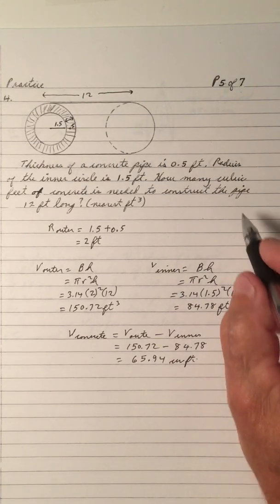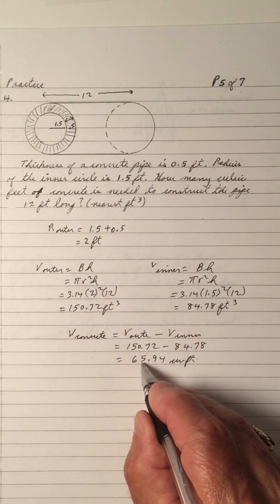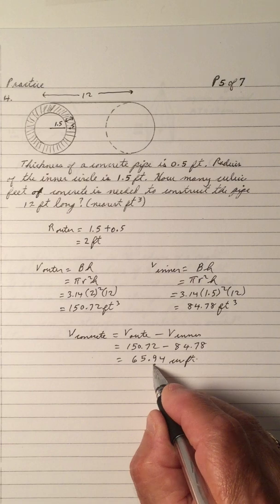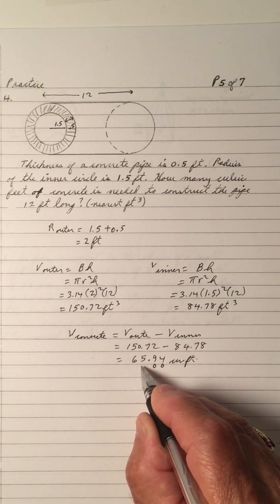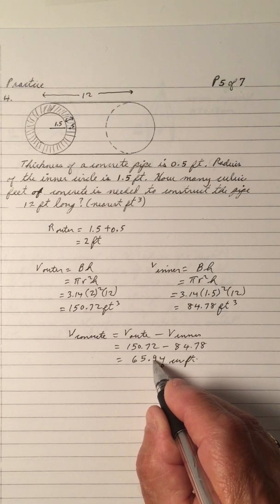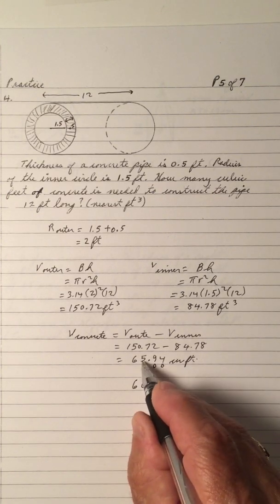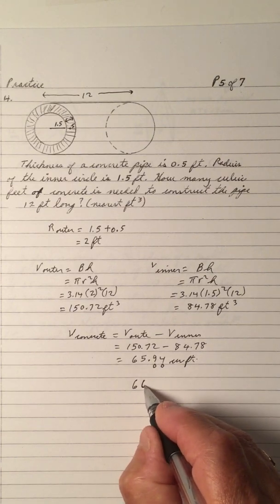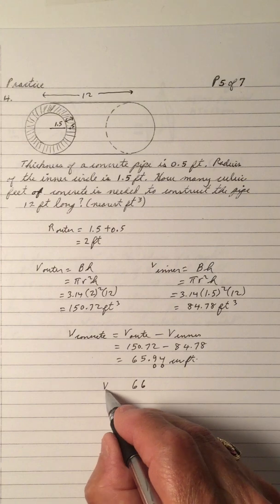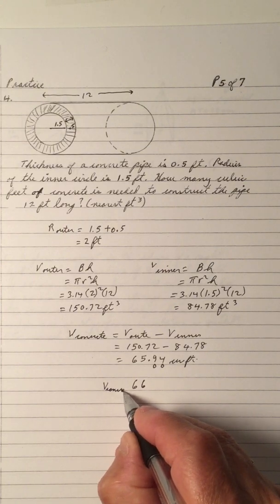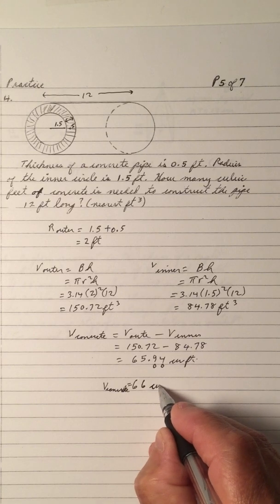So it says rounded to the nearest cubic foot, so the nearest cubic foot is right here, this is a cubic foot, the nearest unit. This number is 5 or greater, so we round this up, so the 5 add 1 is 6, so there's the 6. So the total volume of the concrete is 66 cubic feet.